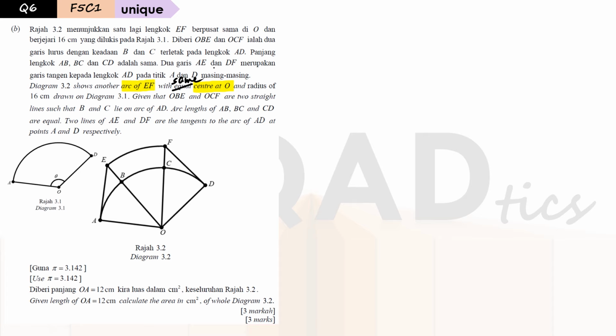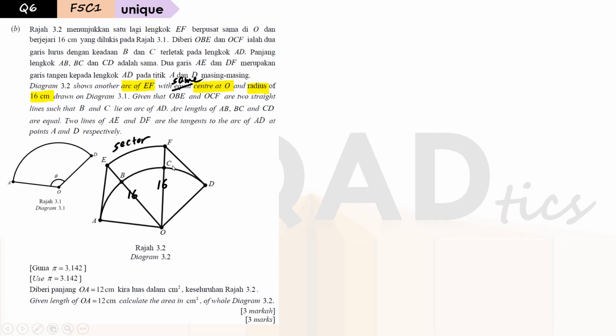Since we know that only sectors have arcs, this shape here, OEF, is actually a sector, because again, sectors only have arcs. And we are given the radius of this sector, which is 16 cm. So the lines OE and OF are the radius, and both of them have a length of 16 cm.